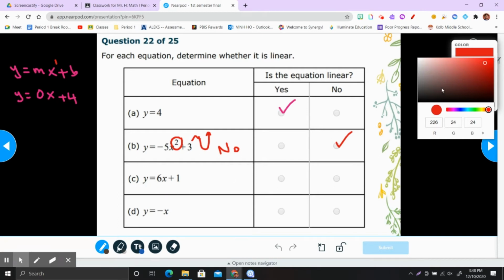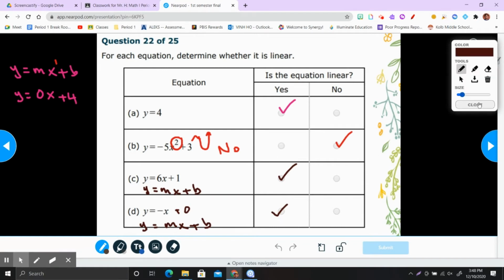Y equals 6x plus 1. This is already in the right format, so that will be a yes. Okay. Y equals negative x. This is also the same format. Y equals mx plus b, where is your b? 0. So this is also a yes. All right, so we go to number 23.